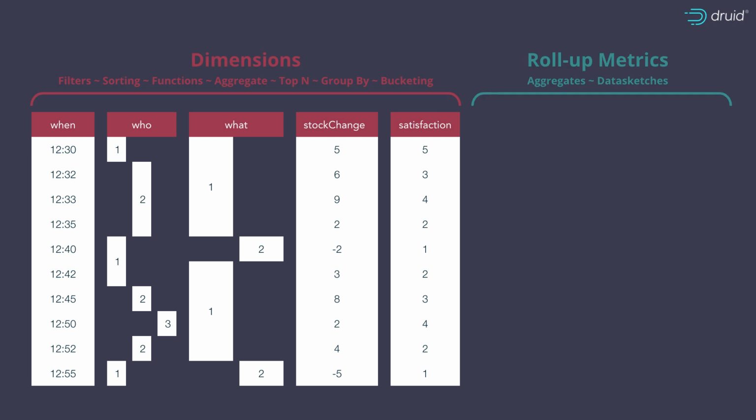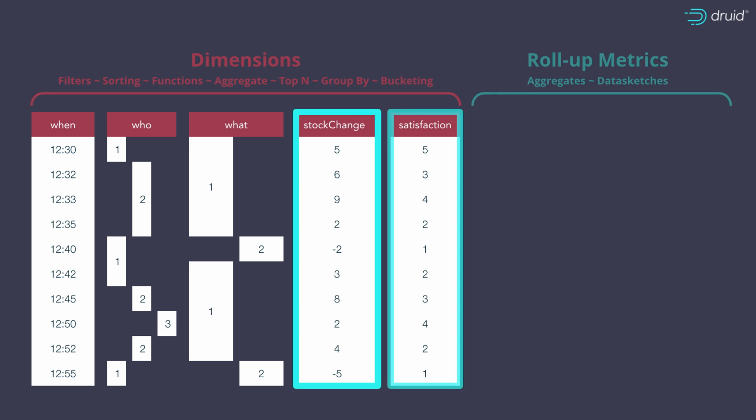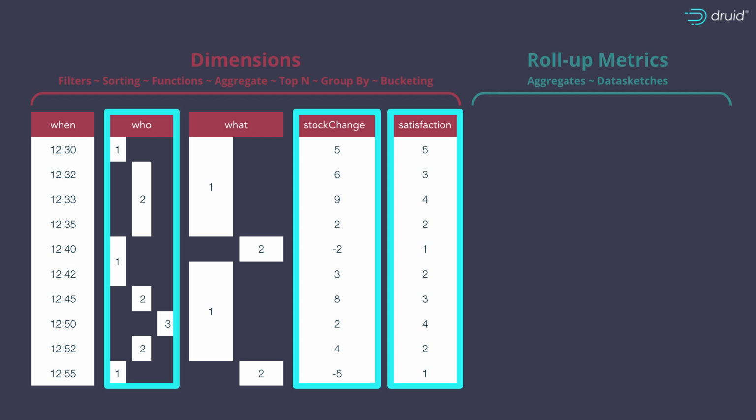So what we need to do is to create new measures that span particular periods of time for the stock change and for the satisfaction. And we want to find some way of counting distinct people, but we don't need to know who it was specifically anymore. For this, I need to use Druid's Rollup feature, and it's fair to say that the majority of people using Druid are using some kind of rollup in their production systems.